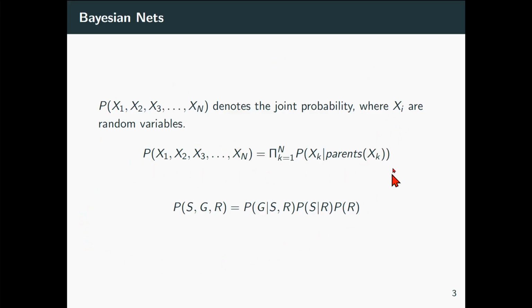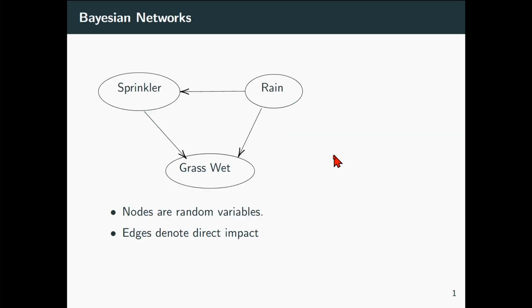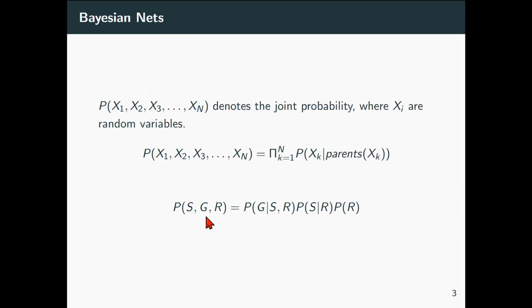So if we go back to the previous example, grass wet has parents sprinkler and rain, that is, they directly impact grass wet. Sprinkler has parent rain, and rain does not have any parent. So if we were to write the joint probability of this network, we would write it as the probability of the variable g, grass wet, given its parents sprinkler and rain, times the probability of the variable sprinkler given its parent rain, times the probability of rain given its parents, which are the empty set in this case.